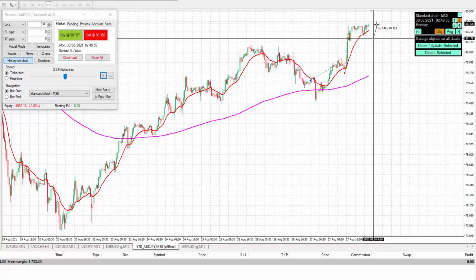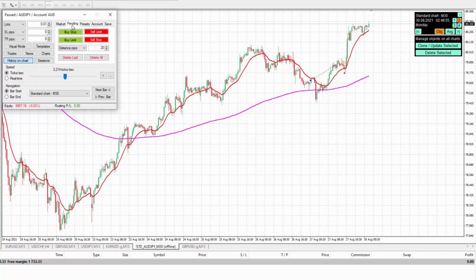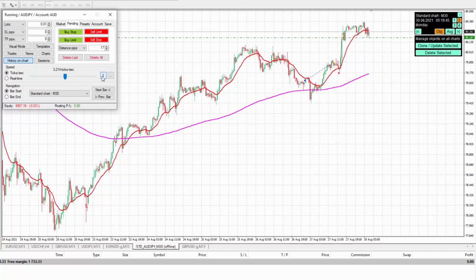This level is actually 17 pips away from the current market price. So I will click on pending order and select the number of pips away from the current market price, 17, and I will click on buy limit. As you can see here, it has created a pending order below the current market price. So this is a buy limit order. Now let's see if this works at all.